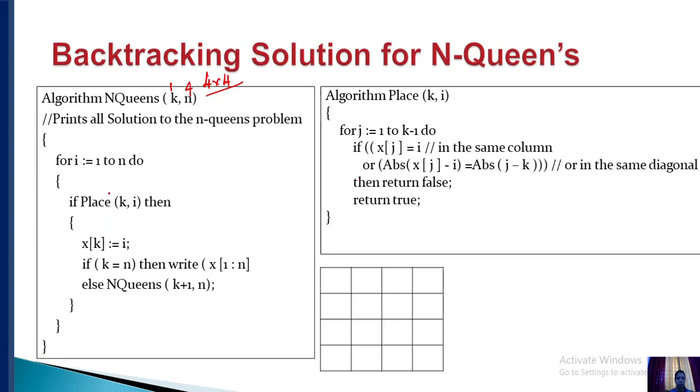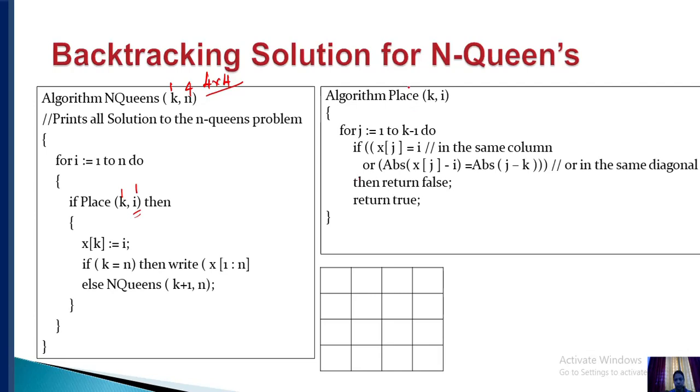And then when you come inside, first the queen k value is 1 for the first queen, and the i value is 1. Now we have to find whether for the first queen the first position is suitable to place or not, or whether any attacking or clashing happens when I place the first queen in this first position. So we have to check that. To check, we have another algorithm, place, which finds the suitable position for the kth queen. And so it is coming here.